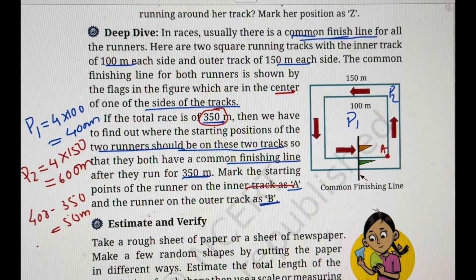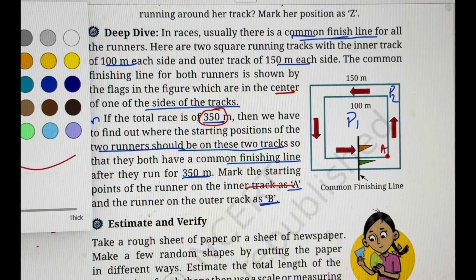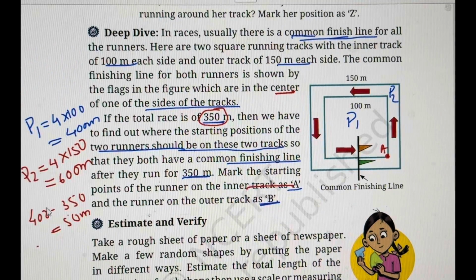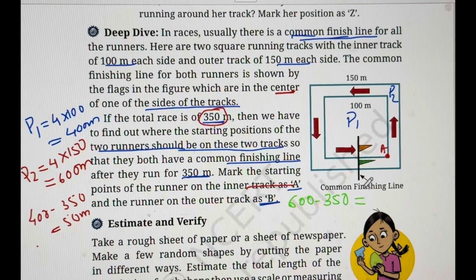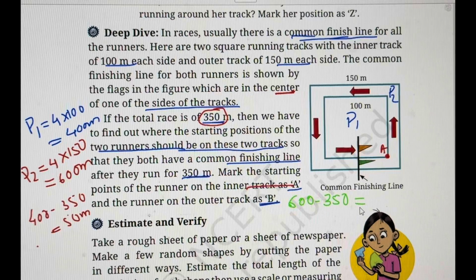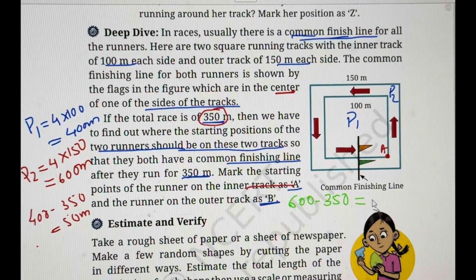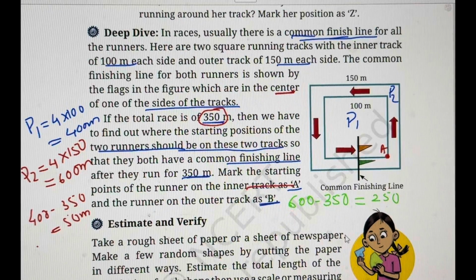Now we look at the larger square. For the larger square, the perimeter is 600. So 600 minus 350. We are doing a reverse calculation, okay? So that would be easier. There can be many ways of getting the starting line, and you can do it in your own way. Okay.